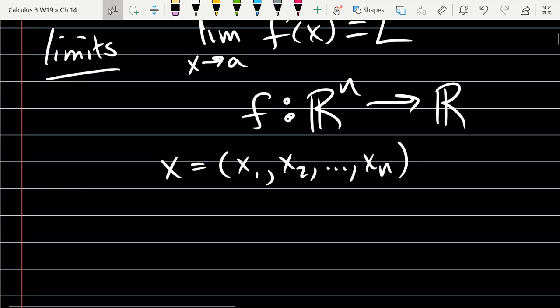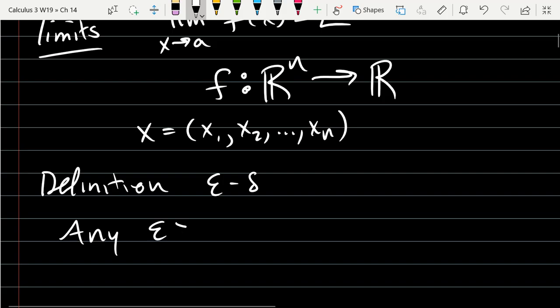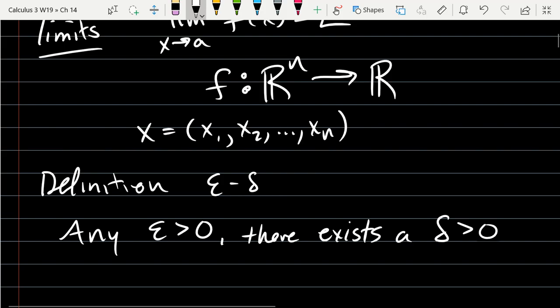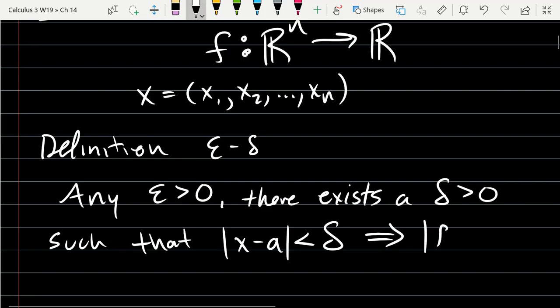So let's write down the definition of the limit. This is called the epsilon-delta definition of the limit. We start out with any epsilon greater than 0, there exists a delta greater than 0 such that the magnitude of x minus a less than delta implies the absolute value of f of x minus L less than epsilon.